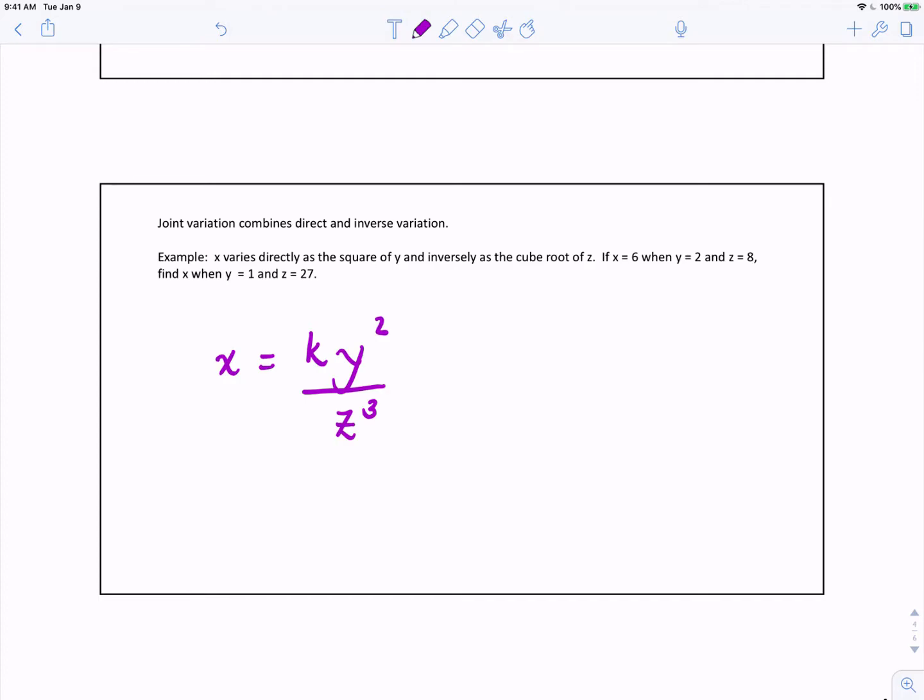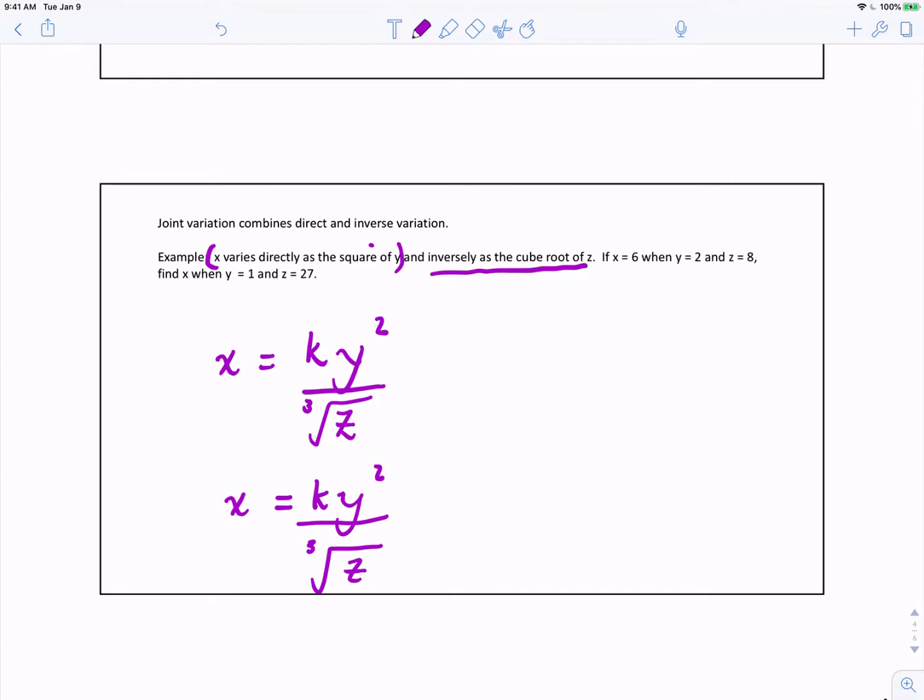So let's go through that again. All we did was translate this phrase by phrase. X varies directly as the square of y would look like this. And then inversely as the cube root, the cube root of z, sorry. I thought it was the cube of z, it's the cube root of z. So we need to change this to the cube root of z. Inversely means it goes in the denominator as the cube root of z. It's just a translation of exactly what you read, remaining calm.